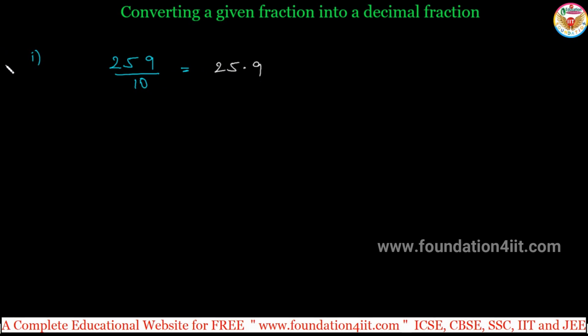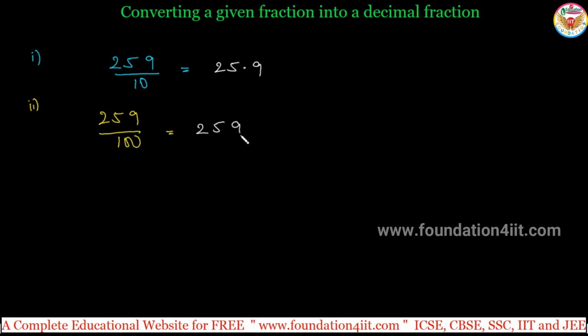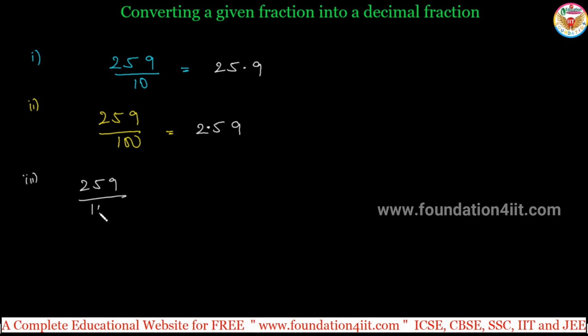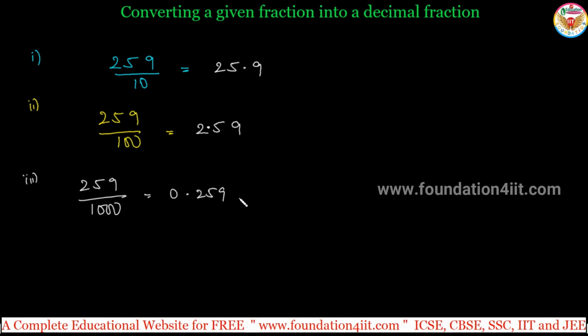Let us take one more with the same number. If it is 259 by 100, there are two zeros. From the right side, 1, 2. Leave the 2 digits and keep the point. So 2.59. If it is 259 by 1000, that is 0.259, because there are 3 zeros. So from the right side, you take 1, 2, 3 places. So 0.259, and so on.